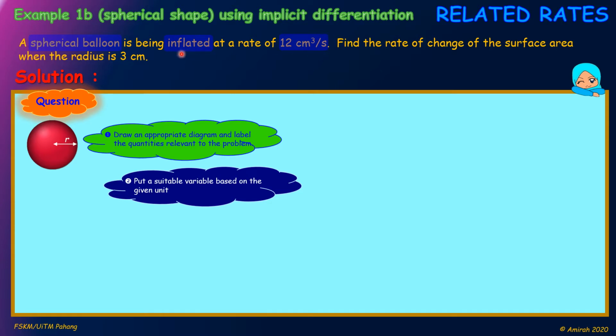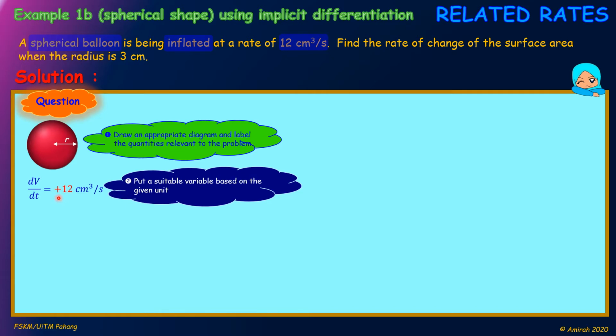The word used here is inflated. Inflated means blow up, means that the volume will increase. So from the given unit cm³ per second, we can write the variable dV over dt, meaning d volume over d time, because cm³ means volume and per second means time. So we can write dV over dt equals 12.